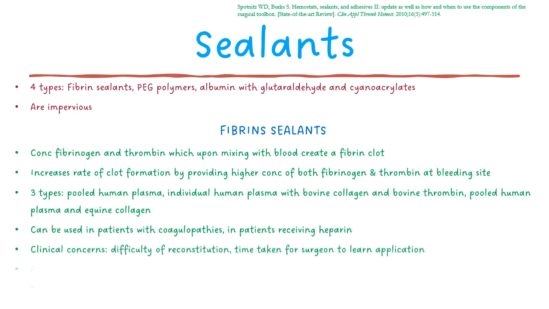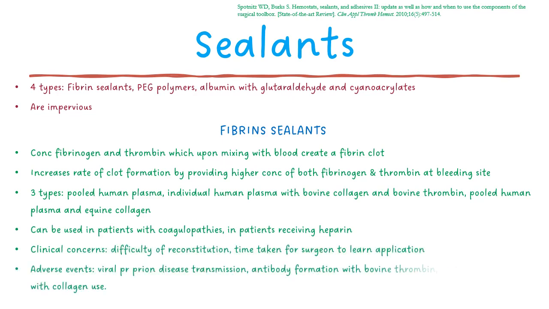This consists of concentrated fibrinogen and thrombin, which upon mixing with blood creates a fibrin clot. This increases the rate of clot formation by providing a high concentration of both fibrinogen and thrombin at the bleeding site. The fibrin sealants are of three types: pooled human plasma and individual human plasma with bovine collagen and bovine thrombin, or pooled human plasma and equine collagen. The fibrin sealants can be used in patients with coagulopathies and also in patients receiving heparin.